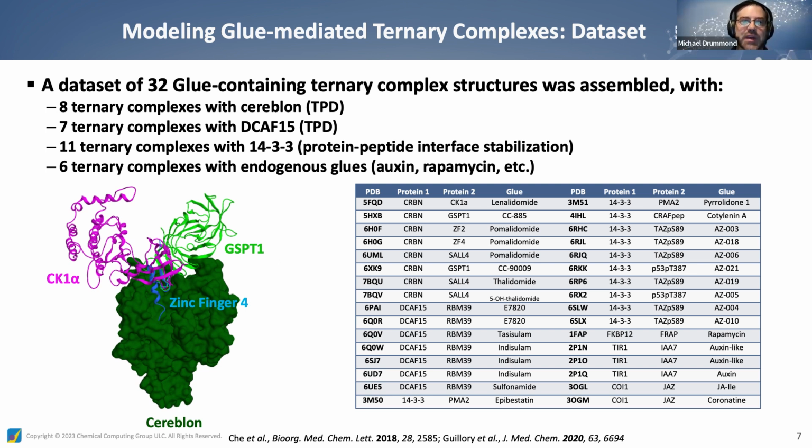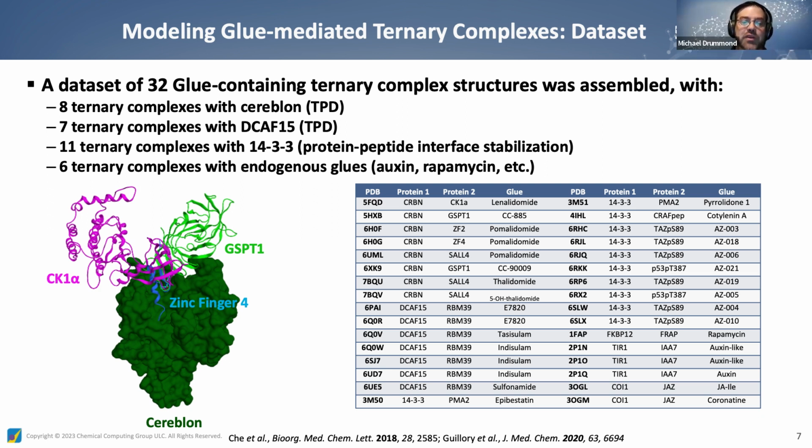And a quick look will tell you that many of these, 8 out of the 32, do contain cereblon, so they're directly relevant to targeted protein degradation. Another 7 of these structures contain a different E3 ligase known as DCAF15. And so again, relevant, about half the data set is relevant to targeted protein degradation.